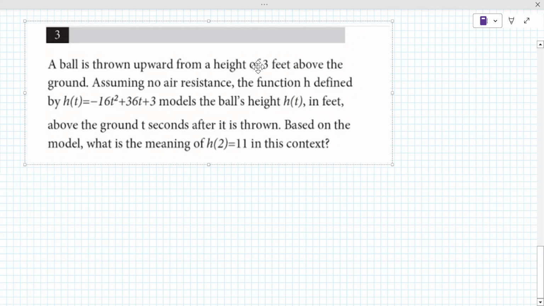A ball is thrown upward from a height of 3 feet above the ground. Assuming no air resistance, the function h defined by h of t equals minus 16t squared plus 36t plus 3 models the ball's height, h of t in feet, above the ground t seconds after it is thrown. Based on the model, what is the meaning of h of 2 equals 11 in this context? I have no idea what that means.